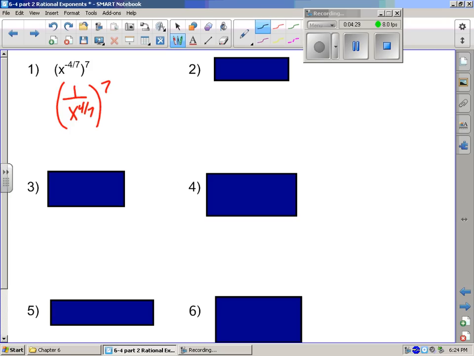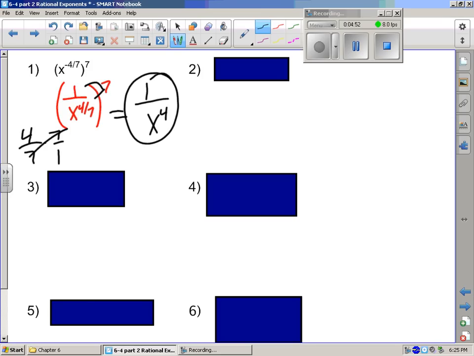Then that power on the outside of the parentheses is going to everything. It's a power to a power. Power to power. You got to make it powerful. Multiplication is more powerful than addition, so I think we need to multiply. 1 to the 7th on the top is just still going to be a 1. And then when you multiply 4/7 times 7, the 7s are going to cancel, which is really nice. So this is our simplified answer.